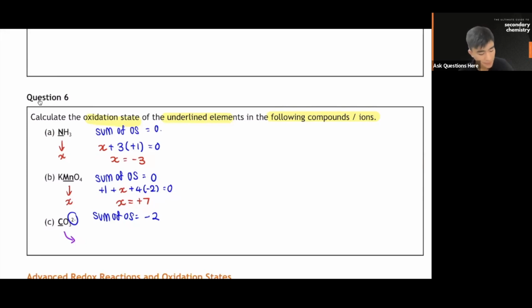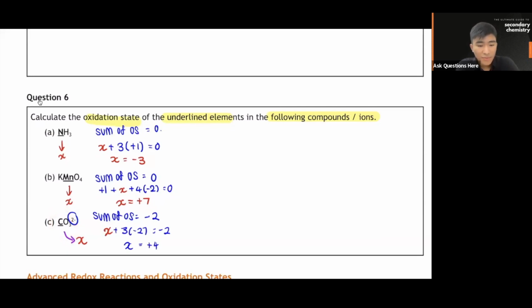So carbon, if I don't know, I'm going to give it X. Therefore, X plus 3 times -2 is going to give me a total of -2. Doing some simple mathematics, this will give me X equals +4. And therefore, the oxidation state of carbon is +4. Is that okay, everyone?